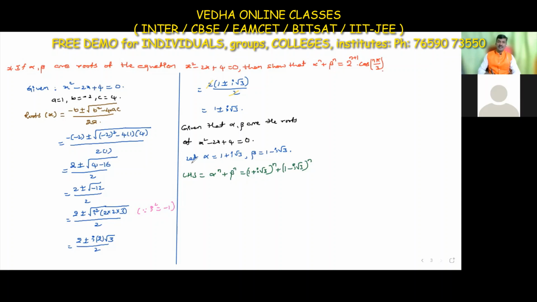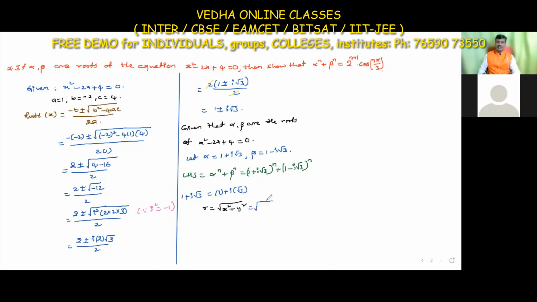1 plus i root 3. So take 1 plus i root 3. This equals 1 plus i into root 3. Comparing with x plus iy, x is equal to 1, y is equal to root 3. r is equal to root of x square plus y square, is the formula.